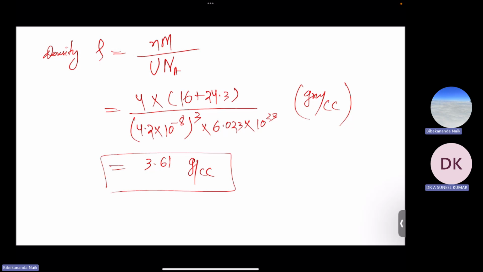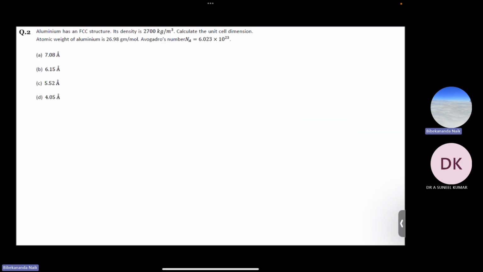The question says aluminum has an FCC structure. Its density is 2700 kg per meter cube. Calculate the unit cell dimension. The atomic weight of aluminum is 26.98 gram per mole, and Avogadro's number is 6.023 into 10 to the power 23. It is pretty much similar to the previous question, but in the previous question we calculated the lattice parameter and then the density. Here the density is given, and we need to find out the unit cell dimension, that is the lattice parameter.